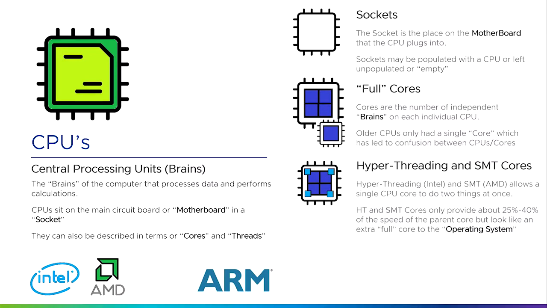So we've got full cores, and we've also got hyperthreading cores, or SMT cores, simultaneous multi-threading. So hyperthreading, which is the Intel name for this technology, or SMT, simultaneous multi-threading, which is AMD's name for this technology, it allows a single core to do two things at once. But a hyperthreaded core, or an SMT core, isn't exactly as fast as the original core. In most estimates it gives you between 25 to 40% of the speed of the parent core, but to the operating system it looks like another full core.